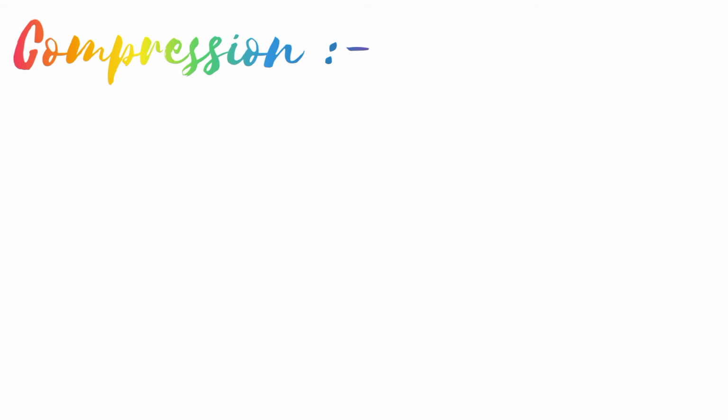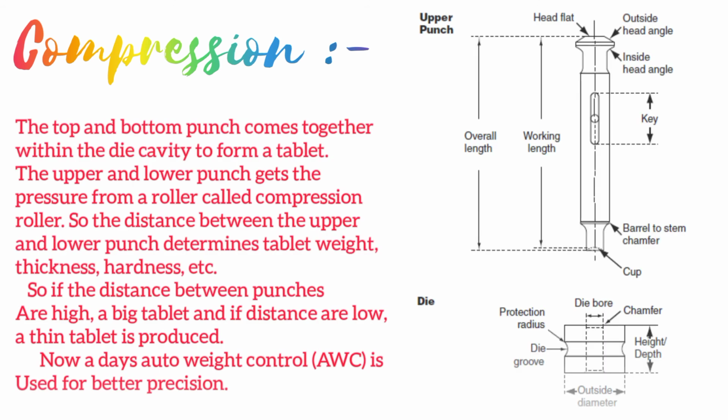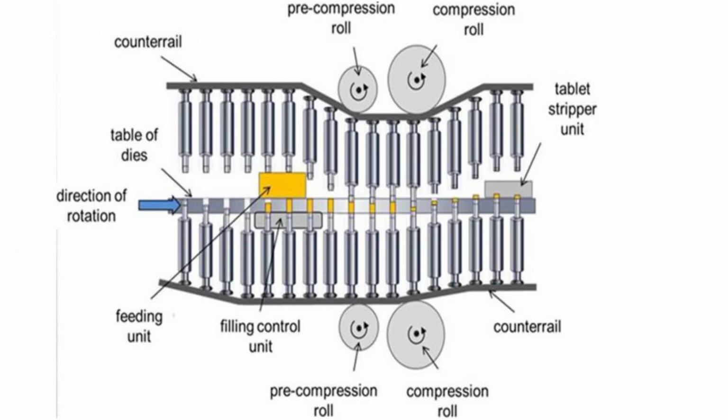Now let's see the compression elaborately. The top and the bottom punch come together in the cavity to form a tablet. The compression roller gives the pressure to the upper and lower punch to form the tablet. The distance between the upper and lower punch determines the weight, thickness and hardness of the tablet. If the distance between the punches is high, then a big tablet is produced.